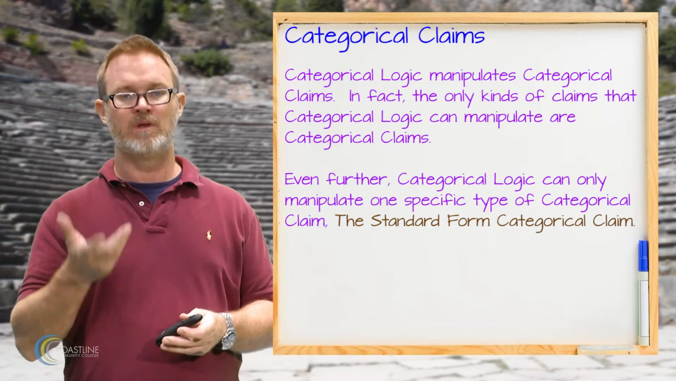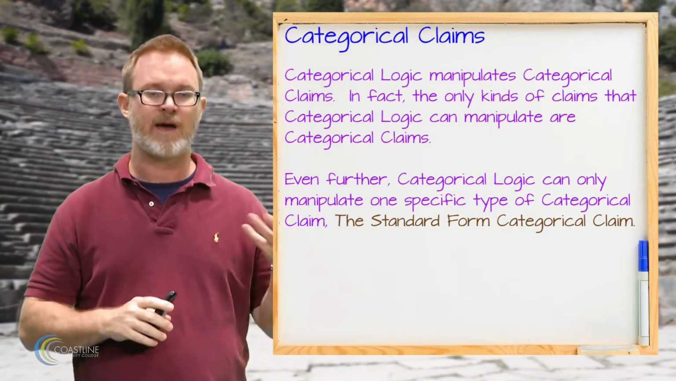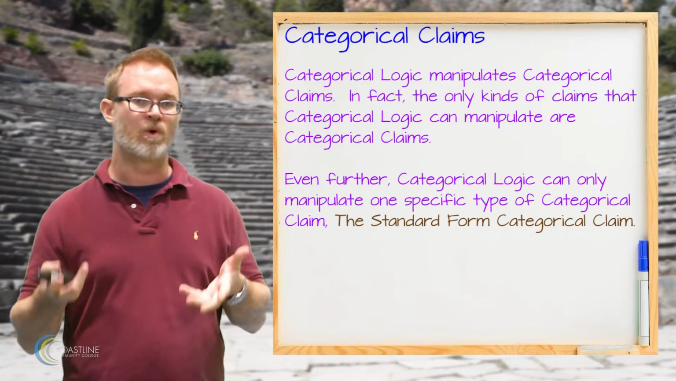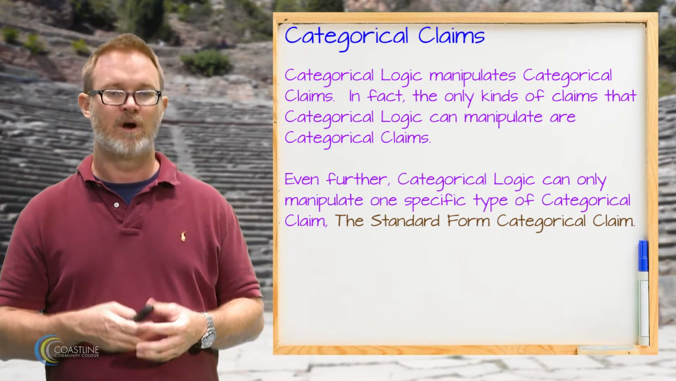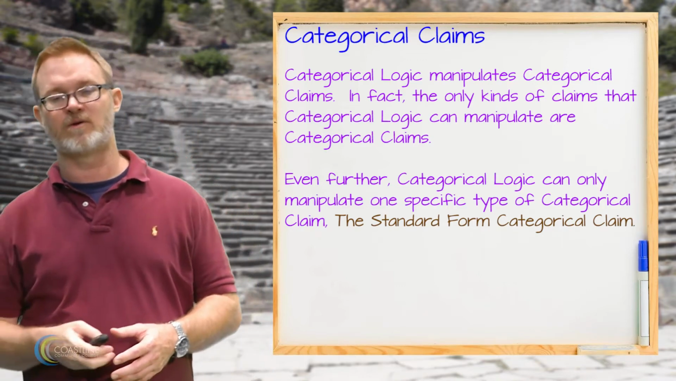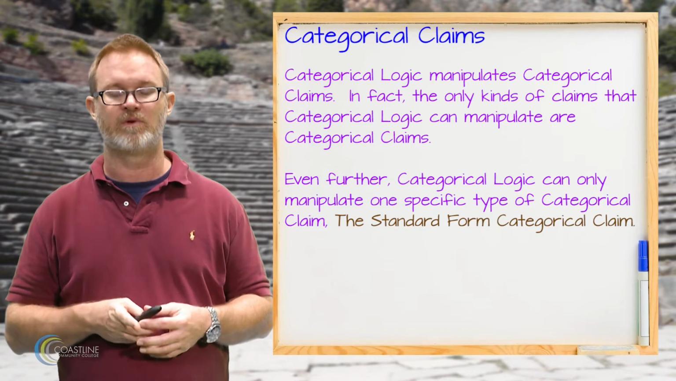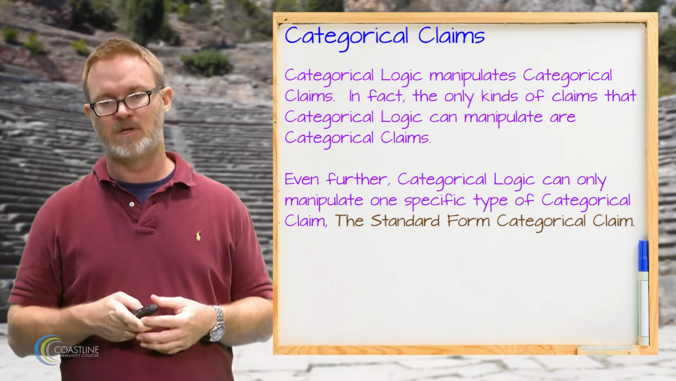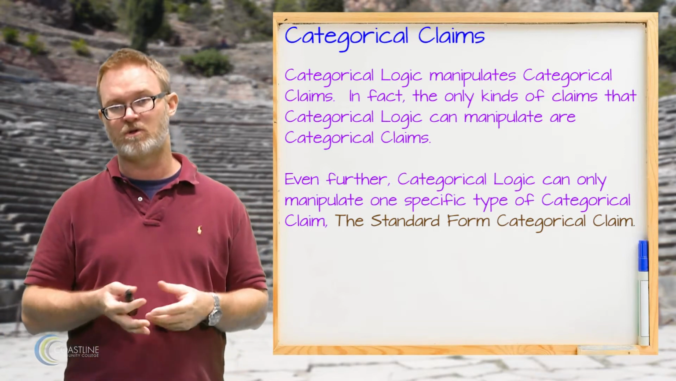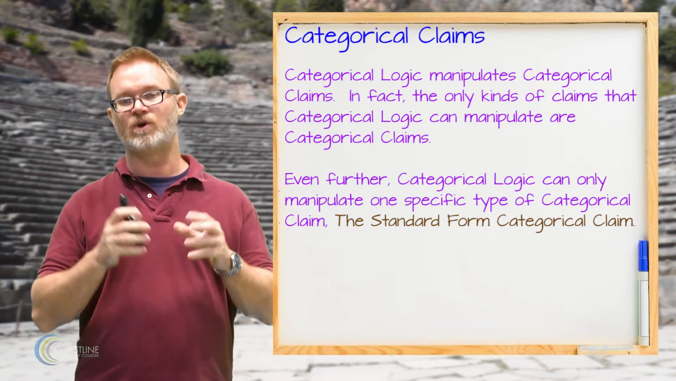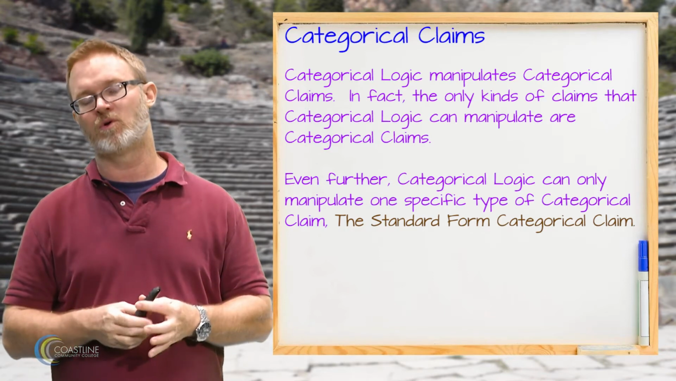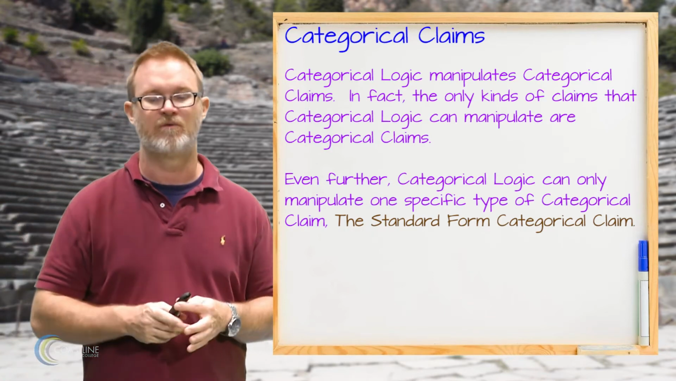And really, when you think about our logic, the categorical claim is at the heart of it, right? And so our logic, the sentences that we have and that we work with and that our logic manipulates here are categorical claims, and only categorical claims. The specific type of categorical claim that our logic manipulates and deals with, right, is what we call a standard form categorical claim. So as I said before, our logic only deals with and only manipulates categorical claims. Well, even more specifically, our logic can only handle what's called a standard form categorical claim. And this is a very specific type of categorical claim.